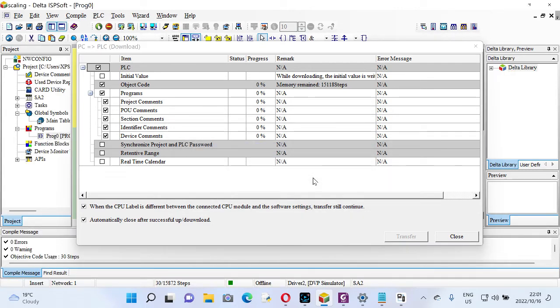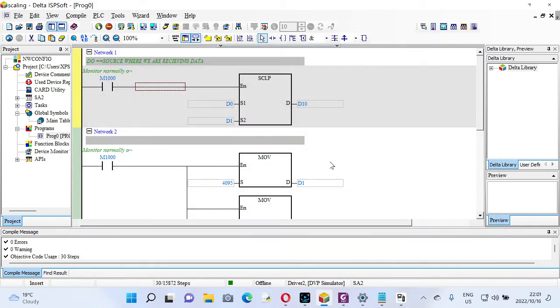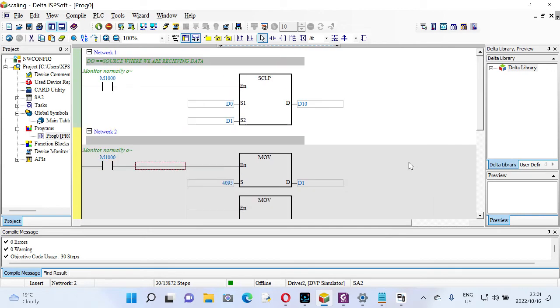Okay. We're downloading. You're seeing it's writing object code. So just ask yourself, what's the difference between object code and source code? It's another question of interest as well.